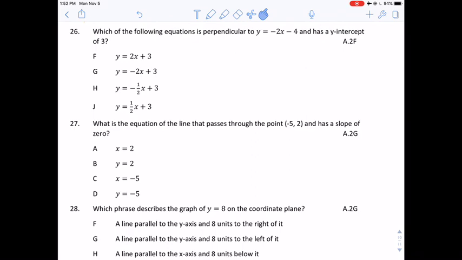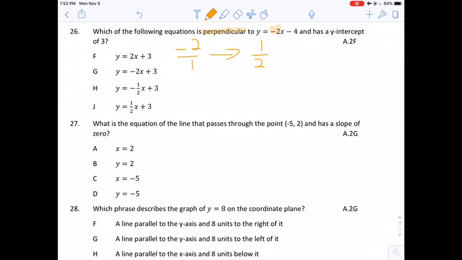Problem 26. Which of the following equations is perpendicular to y equals -2x minus 4 and has a y-intercept of 3? So once again, I want to find the perpendicular to the slope, -2. So if I'm going to write that slope, it's going to be -2/1. Perpendicular means it needs to be the opposite reciprocal. My slope right now is negative. My slope will be positive. And then the numbers need to be flipped, so it's going to be +1/2. I'm looking for +1/2 on my answer choices.